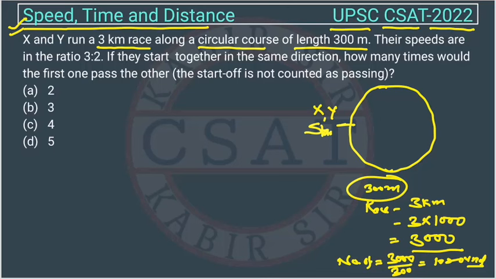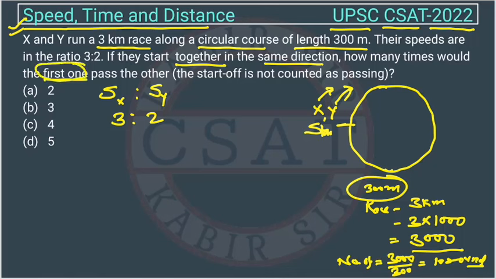Now their speeds are given. The speeds of X and Y are in the ratio of 3:2. If they start together in the same direction, so they are both going in the same direction, how many times would the first one, X, pass the other? The start is not counted as passing. So how many times will they meet or one pass the other in a race of 3 kilometer? So this is the question.